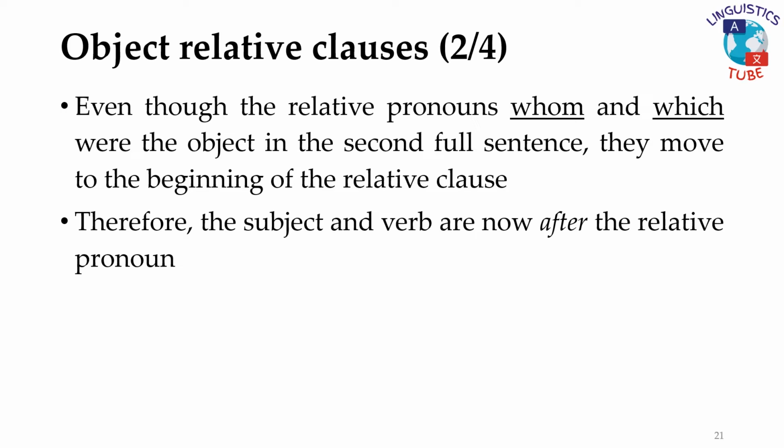Interestingly, the antecedent of the relative pronoun is the object of the second full sentence. Thus, it is after the subject and verb, because English word order is subject, verb, object. However, when the two sentences are converted into a main clause and a relative clause, the object moves to the beginning of the relative clause, because relative pronouns are always at the start of a relative clause. This means that the subject and verb are now after the relative pronoun, which used to be the object. Thus, the word order of an object relative clause is very different from a subject relative clause.